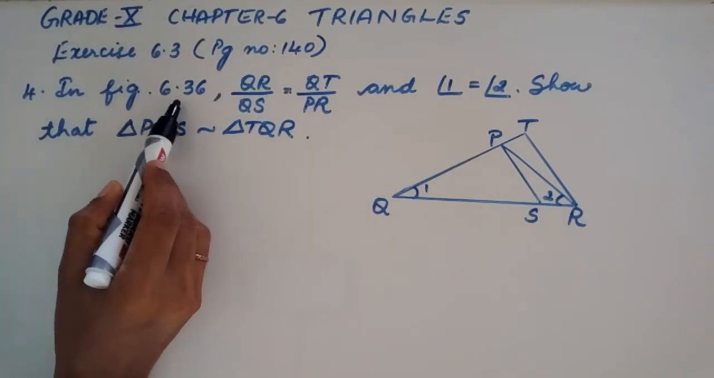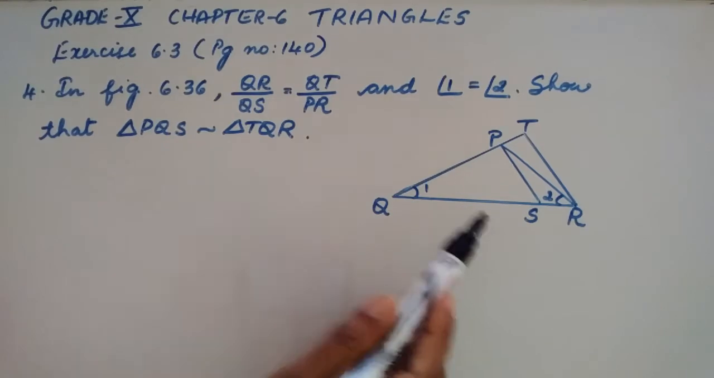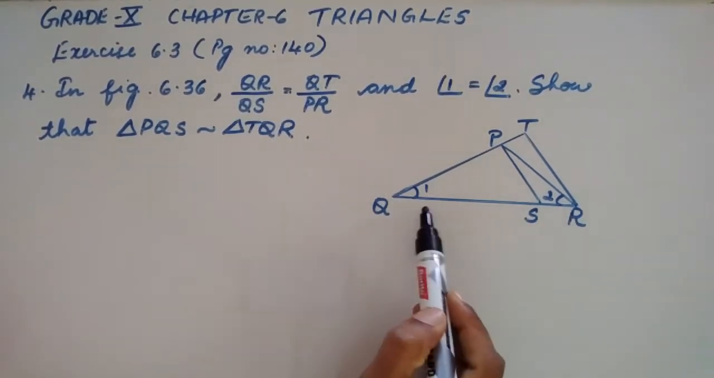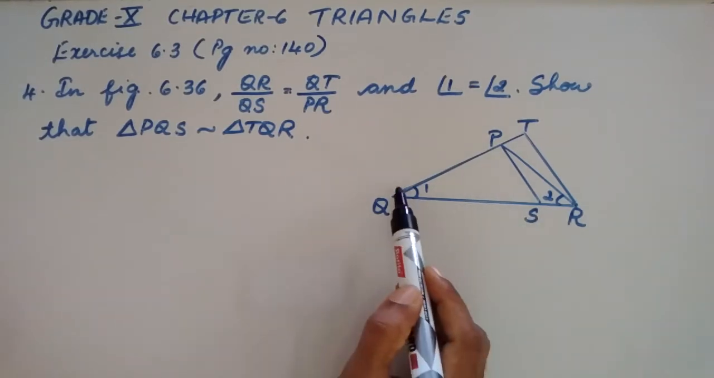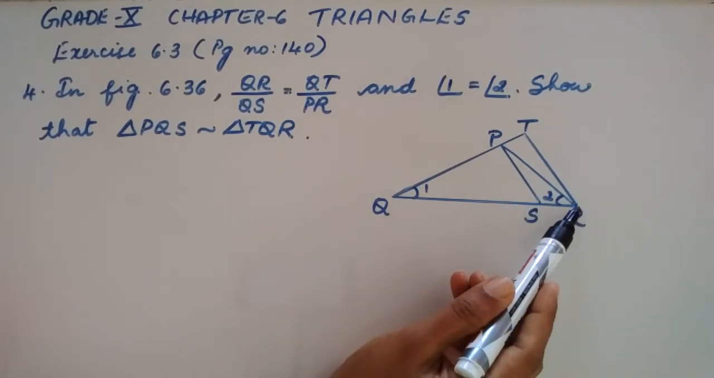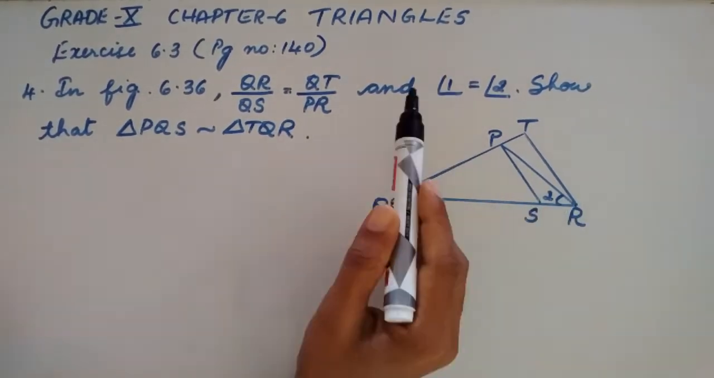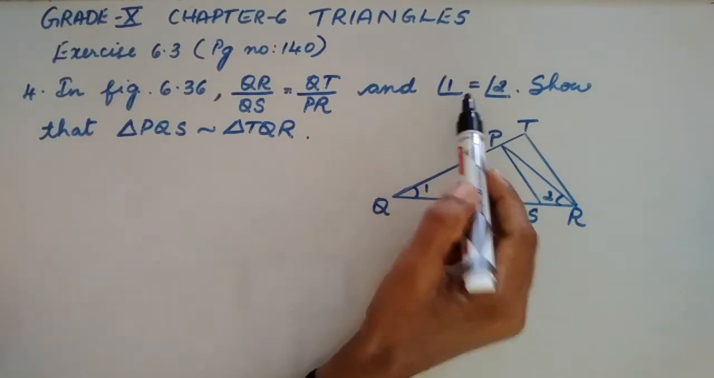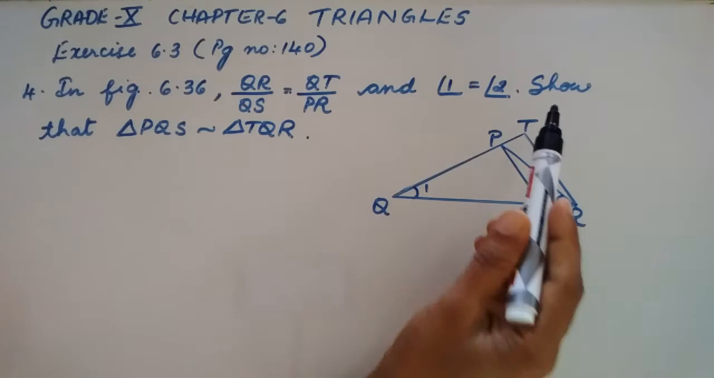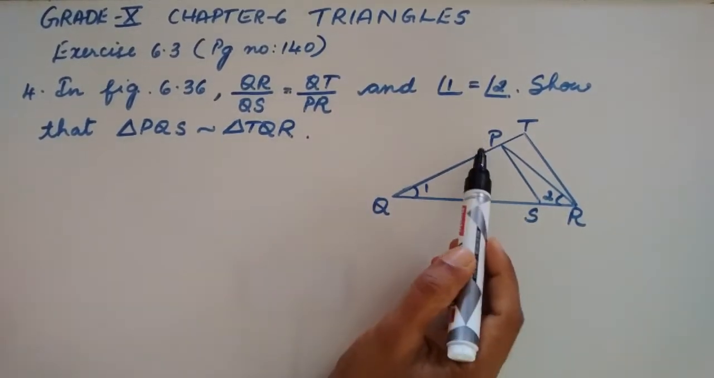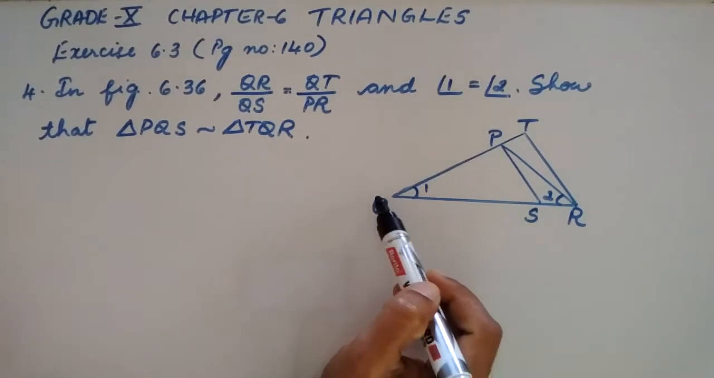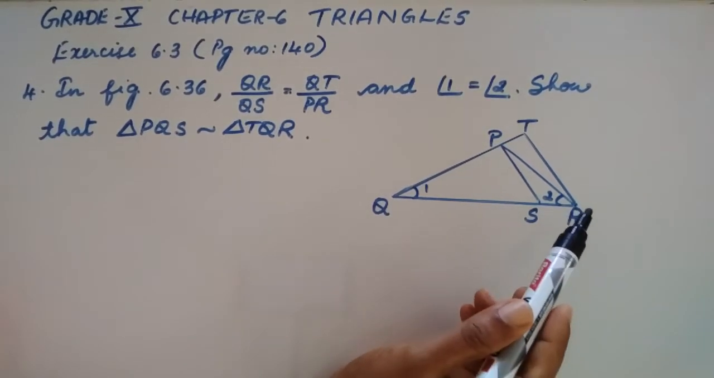In the figure 6.36, QR by QS is equal to QT by PR, and angle 1 is equal to angle 2. Show that triangle PQS is similar to triangle TQR.